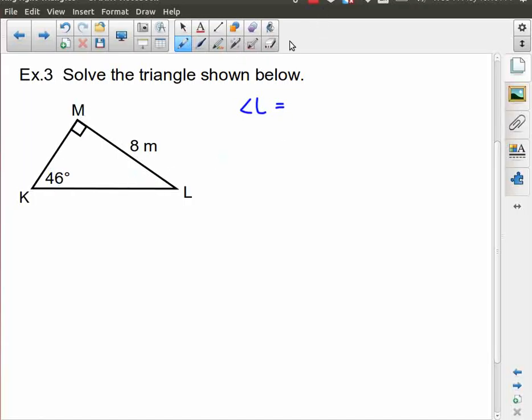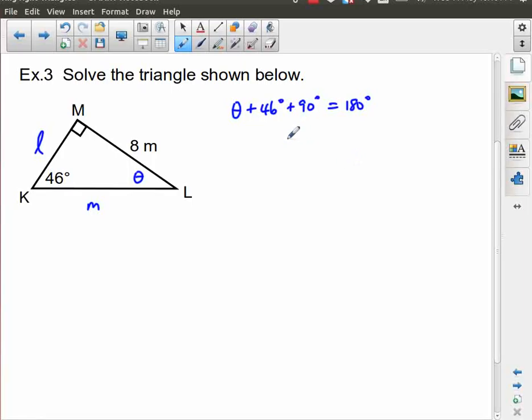Rather than write it as angle L, I'll use the sides to label these. So that unknown side is small letter L. This unknown side is small letter M. And this side is small letter K, but it's already known. And then I've got one unknown angle, so I'm going to label that theta. So the angle sum theorem says that the three angles in a triangle, theta plus 46 degrees plus 90 degrees, well, they are going to add up to 180 degrees.